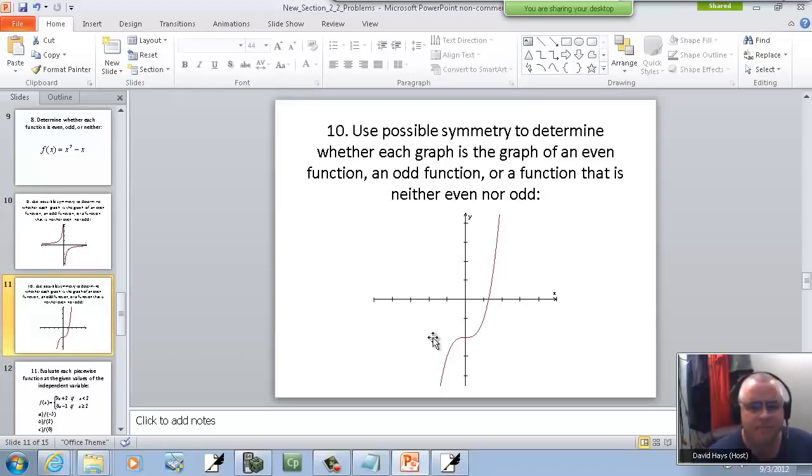Number 10. Same instructions. It's not even. If I take the right part of my graph here, flip it across the y-axis, there's nothing for it to land on over here. It's not exactly odd, because if I start with the first quadrant, flip it across, and flip it down, it's not going to land exactly on that part down there. So it'll be off. So this is a neither.